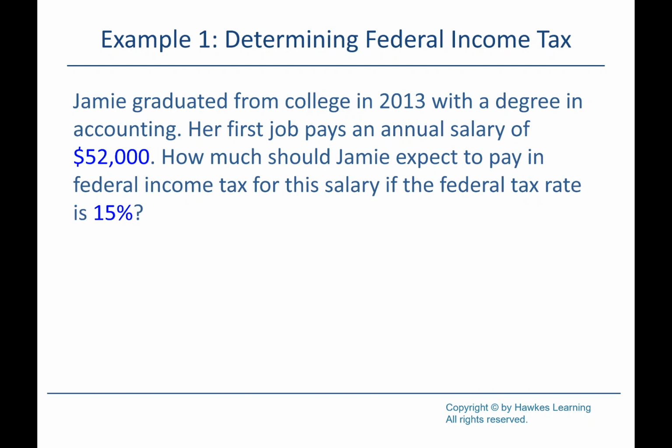So hopefully you remember, we would change our percentage to a decimal and multiply by 52,000. Let's see what kind of taxes Jamie's paying here. That comes out to $7,800.